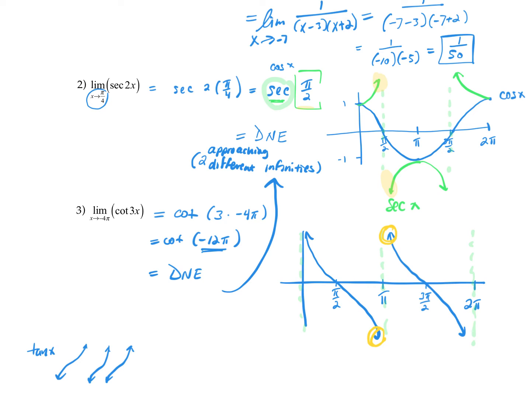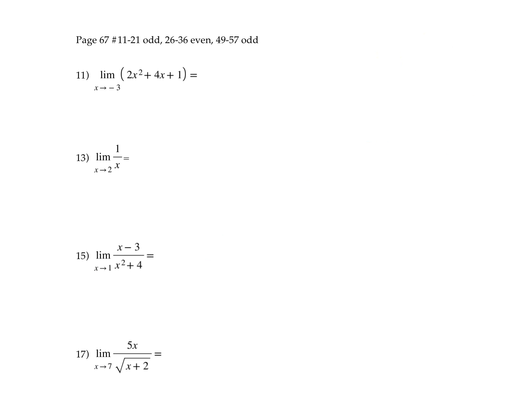All right, next let's take a look at the problems from the textbook. In the first group of problems, like 11 through 21 on, we have a whole series of questions that can be done just by direct substitution. And there are a few reasons for that.